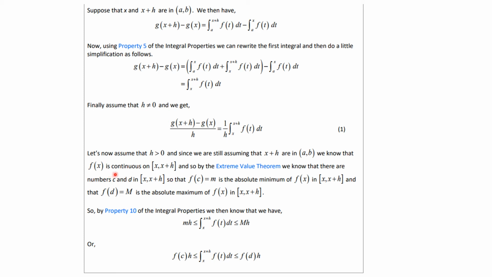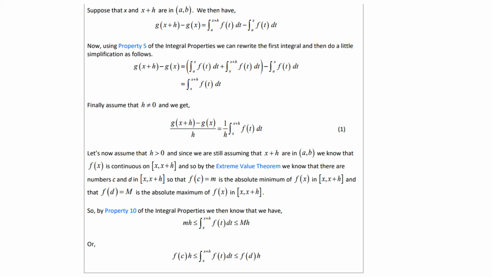Now we know f of x is continuous because of the hypothesis that we have. So by the extreme value theorem that we studied and learned how to apply, we know that there are numbers c and d where it achieves its minimum and where it achieves its maximum, c and d. So that means that this expression, which is also equal to this expression, if I multiply both sides by h, I have this, and for f of c.